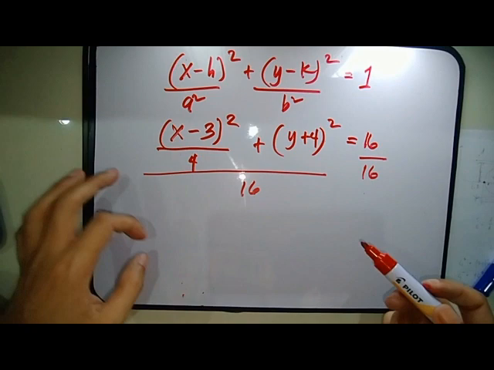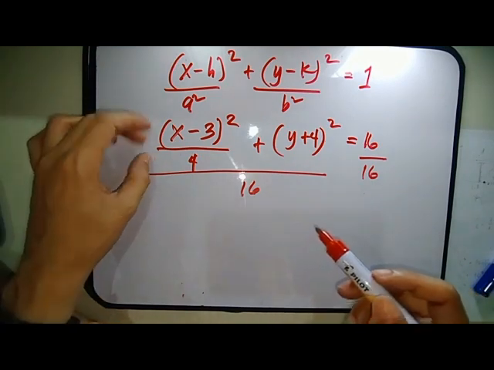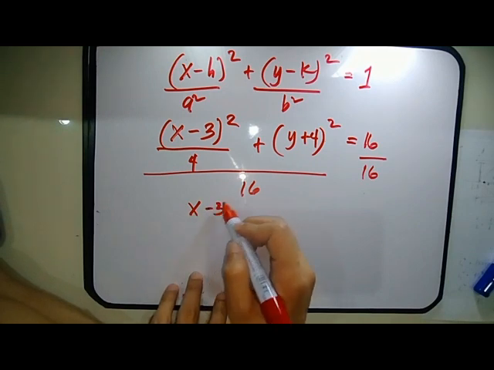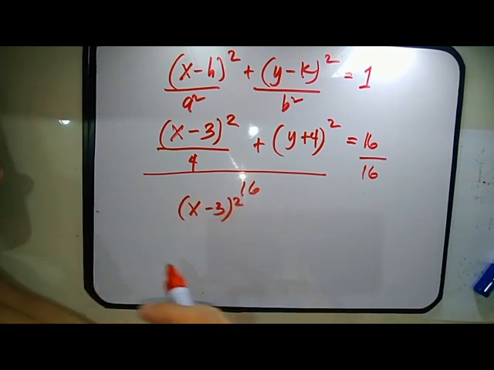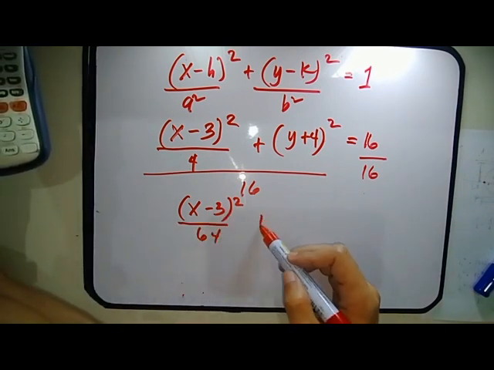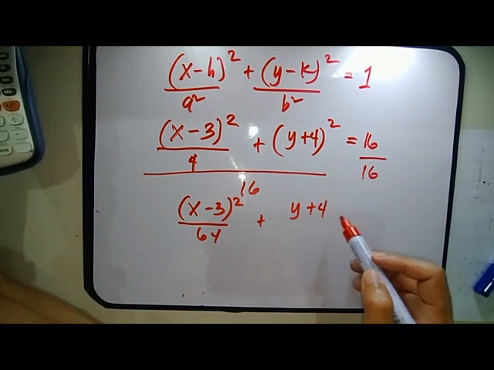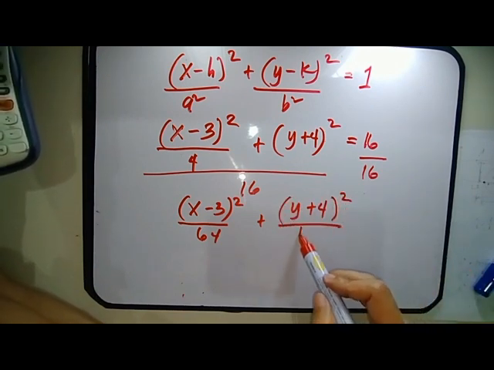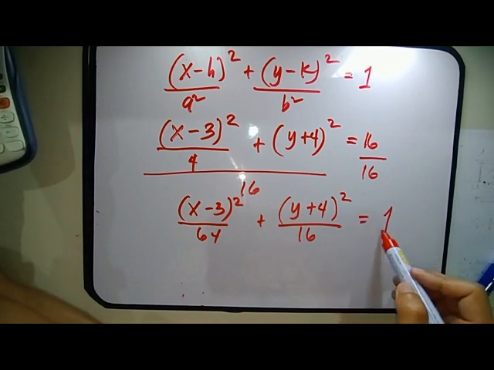You have this, 1/4 divided by 16. So, magiging multiply siya dito. So, x minus 3 squared over 64, plus y plus 4 squared all over 16 equals 1.